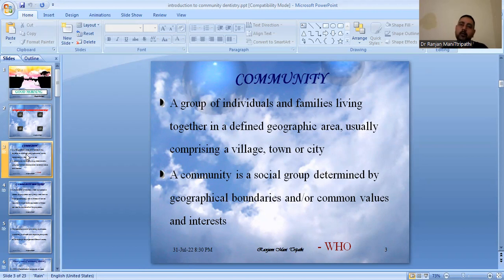A group of individuals and families living together in a defined geographic area, usually comprising a village, town, or city. A community is a social group determined by geographical boundaries and or common values and interests.